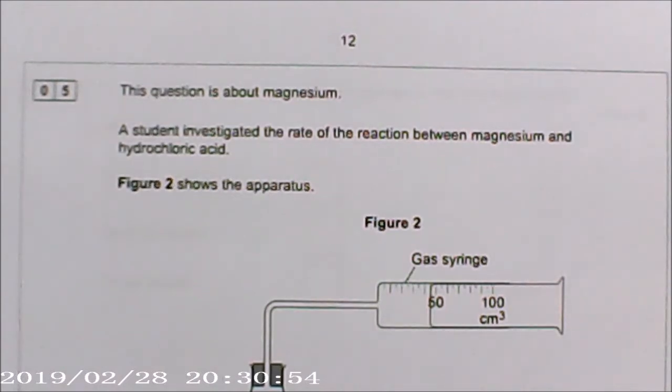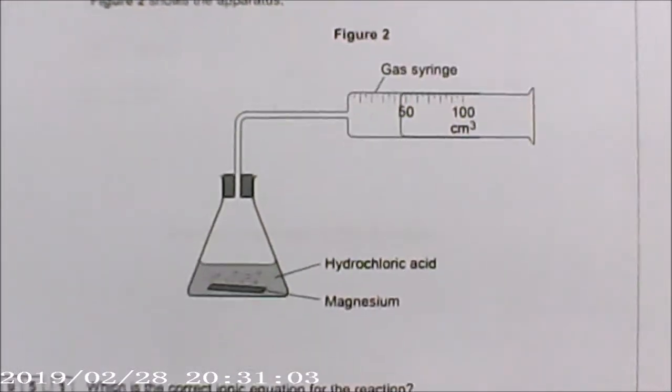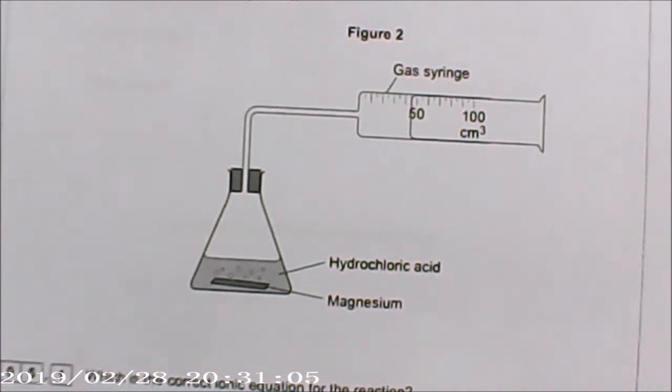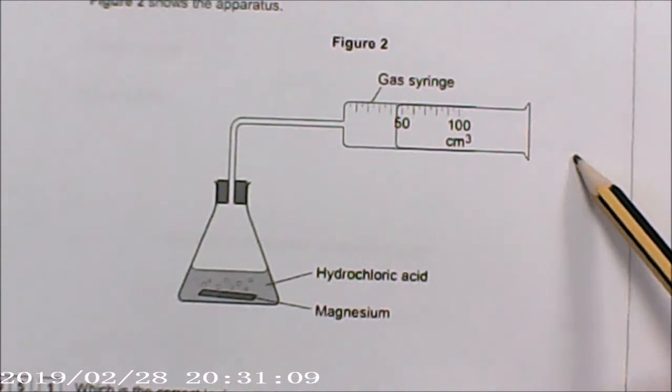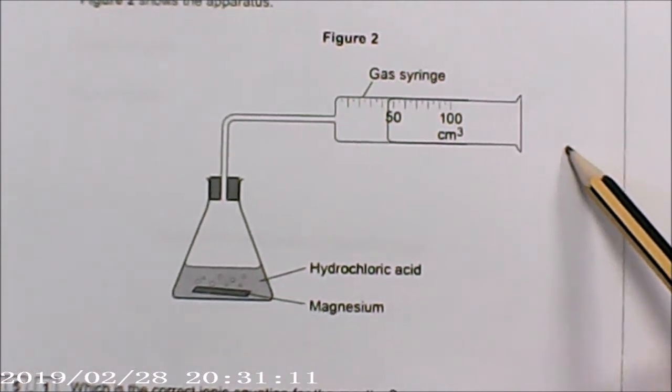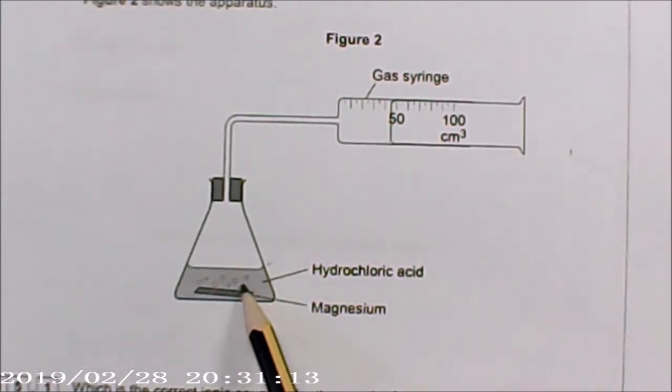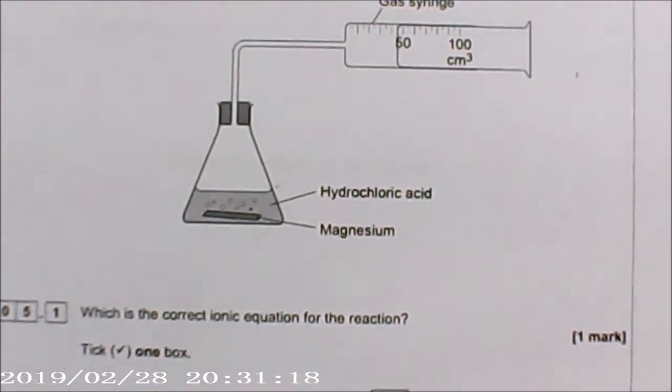Okay, question 5. This question is about magnesium. A student investigated the rate of reaction between magnesium and hydrochloric acid, and we've got the apparatus that they used for that reaction. So you should be very familiar with the gas syringe, good accurate piece of equipment. We've got our hydrochloric acid, don't know how much. We've got our magnesium again, we don't know how much.